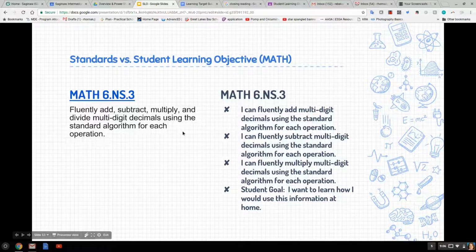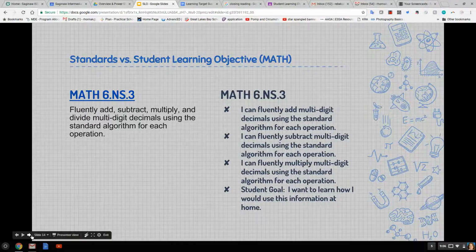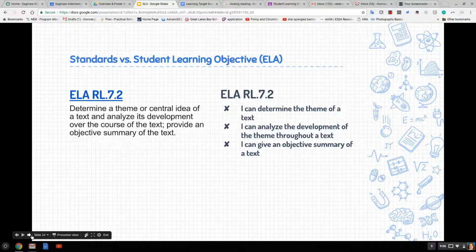So all they've really done is taken this math standard and broken it down and put I can statements in front of it. Not student-friendly language and no product attached. So they're only completing the first step.